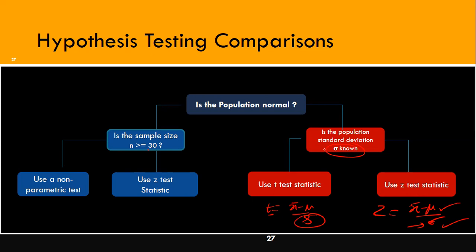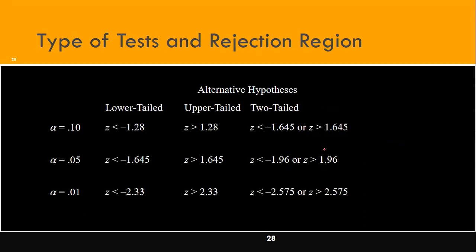And if the sample size is 30 and above, and if you know the population standard deviation, then you can go for the z-test. You can calculate the z-test statistic. And the next one is the standard values.